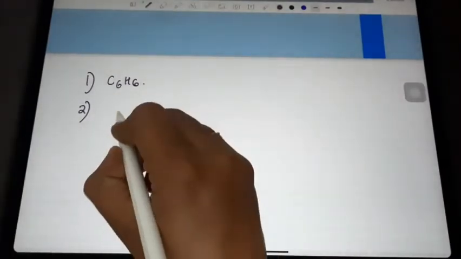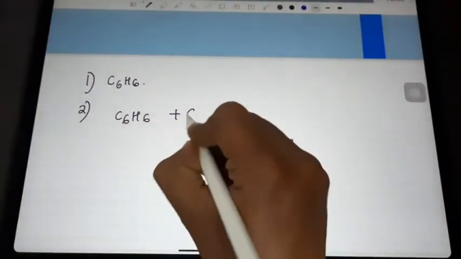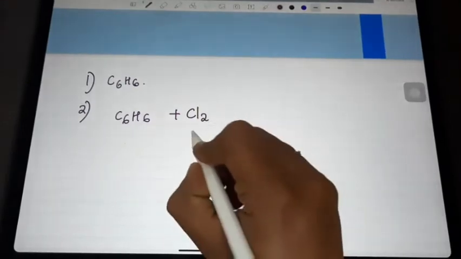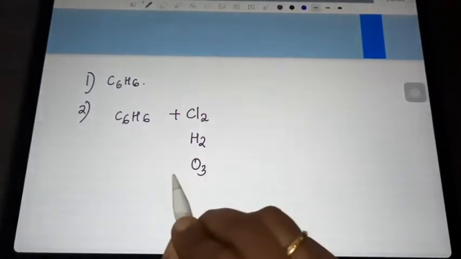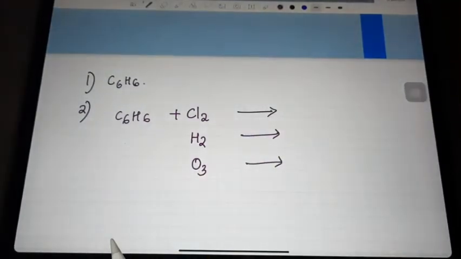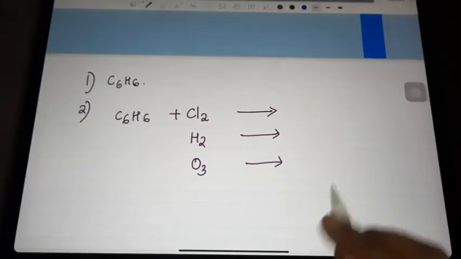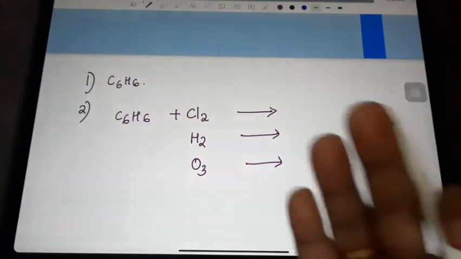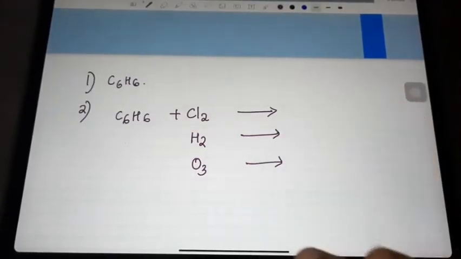First step, the molecular formula of benzene is C6H6. And the second thing, under suitable conditions, benzene can undergo addition reactions with chlorine, hydrogen, ozone, etc. In these reactions, it results in the formation of addition products. You studied that addition reactions are possible in the case of double bonded or triple bonded compounds, that means in the case of unsaturated systems.